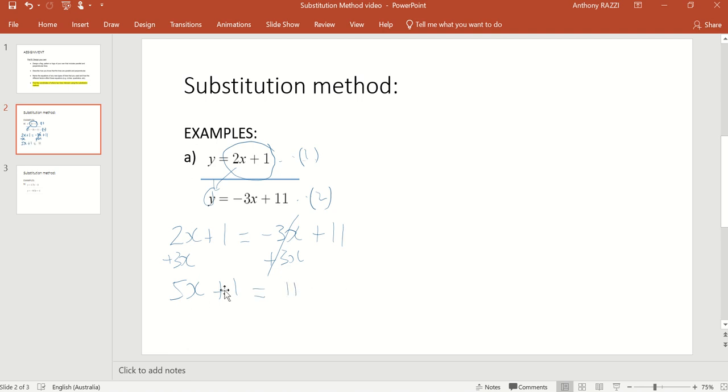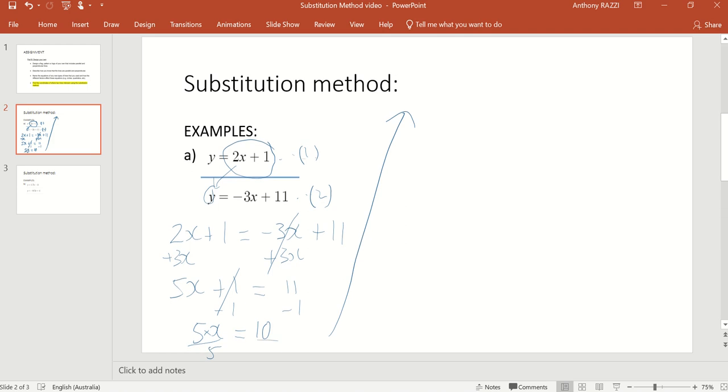And now we have a linear equation like we were solving the other day in class. So first step is to always remove the addition. So we're going to do the opposite of plussing 1, which is subtracting 1. They'll cancel out, and we're left with 5x equals 11 take 1 is 10. And then our final step is to divide both sides. So it's 5 times x. So opposite of timesing by 5 is dividing by 5. So 10 divided by 5 is 2.